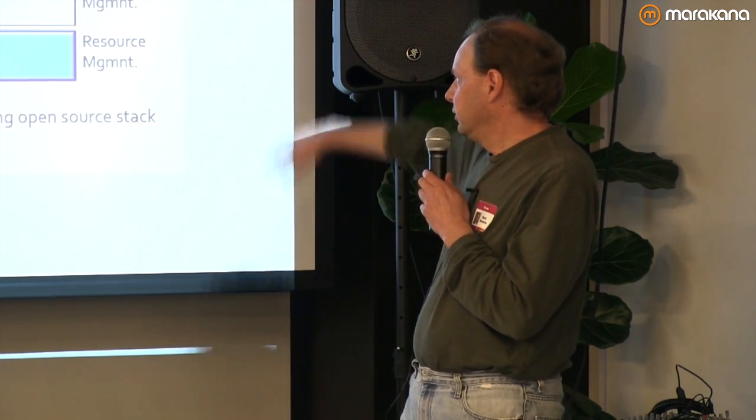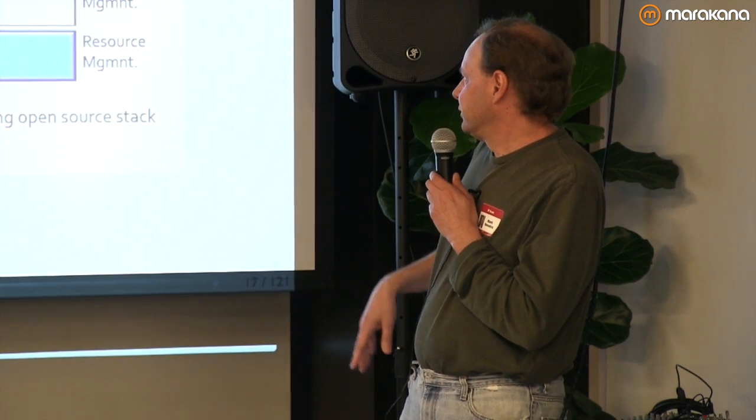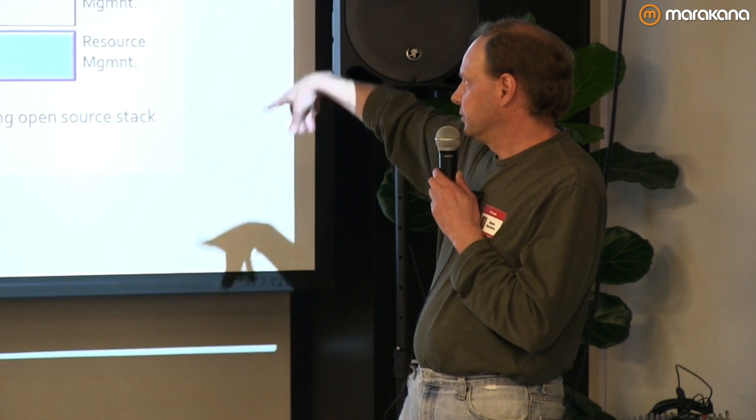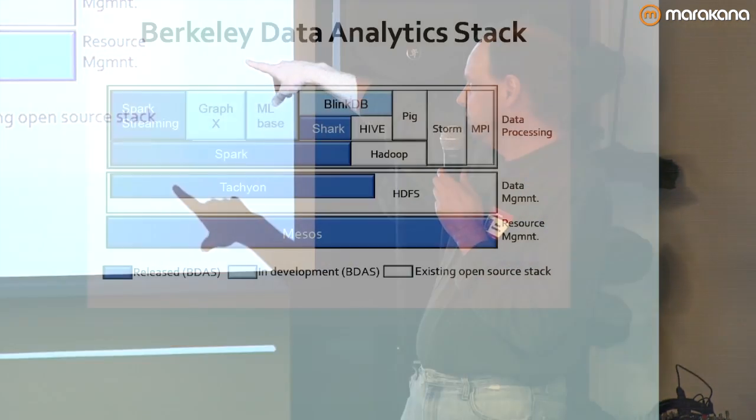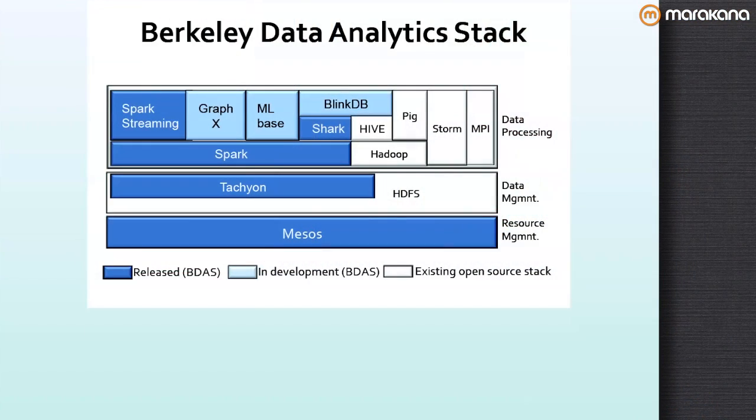So this is what the Berkeley Data Analytics Stack ends up looking like. If you look at the stuff in white, that's all the existing open source stuff. I mean, you've got your HDFS file system from Hadoop, you've got Hadoop itself, Hive, Pig, then there are other things that can use the HDFS, things like Storm and MPI kinds of processing. Those kinds of things can stay within the Berkeley Data Analytics Stack because HDFS ends up being the common denominator beneath all of these.